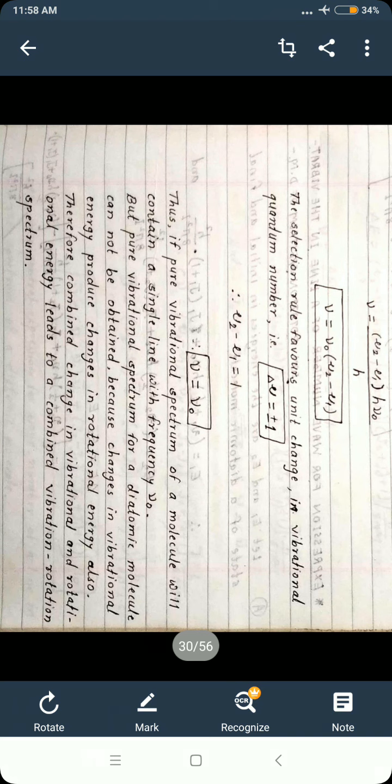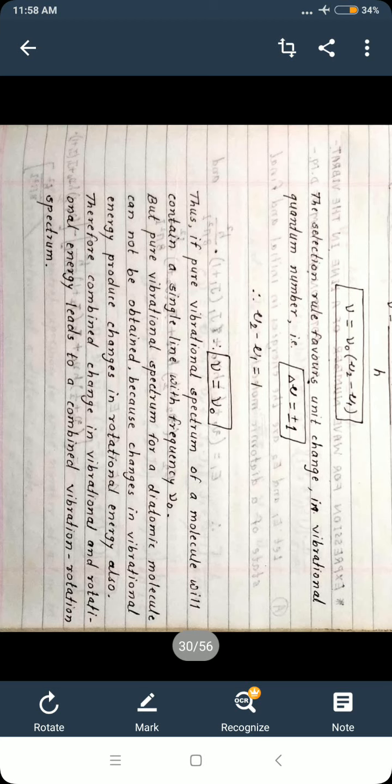Pure vibrational spectrum is not possible because with the same vibrational excitations, rotational excitations also take place. The spectrum obtained is because of vibrational excitations and rotational excitations, that is a combined spectrum, which is known as the vibrational rotational spectrum, vibrational dash rotational spectrum.